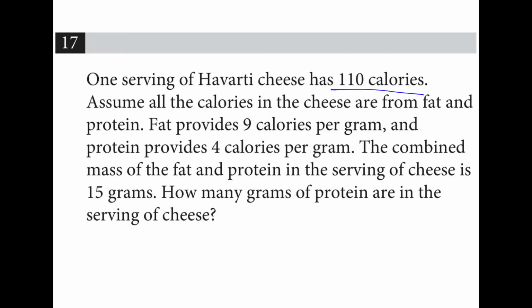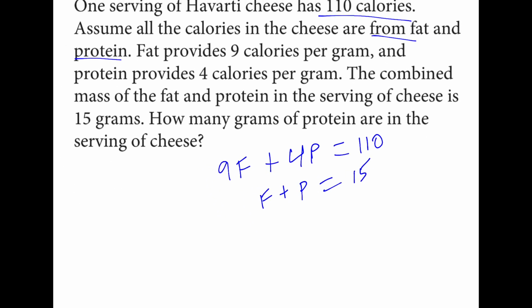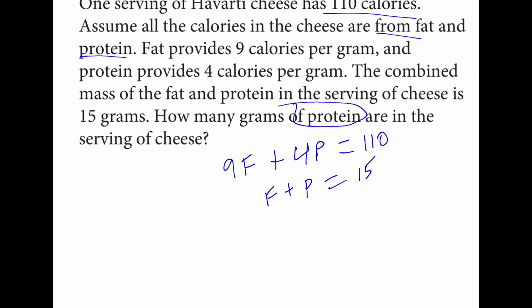Havarti cheese has 110 calories, and then we have calories from fat and from protein. Fat gives you 9, so 9F, and protein gives you 4, so 4P. And the combined mass of those is 15. So if I'm talking calories, this is my calorie equation. And if I'm talking just mass, this is my mass equation. And they want to know what is P.